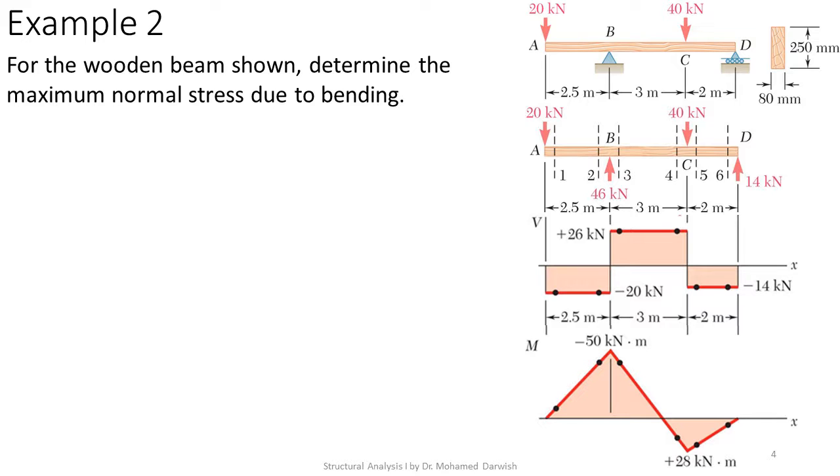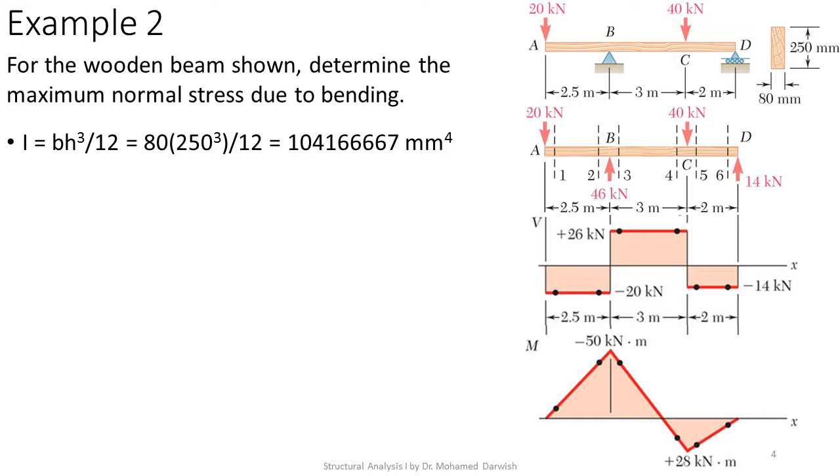You know that all of these are straight lines due to the relation between the shear and the moment. So the moments must be straight lines because the shear forces are constants. Due to that, if I want to calculate the moment of inertia of the rectangular section, I will find that I is equal to bh cubed over 12, which is equal to 80 times 250 cubed over 12. This is 104.16667 million millimeter to the power 4.